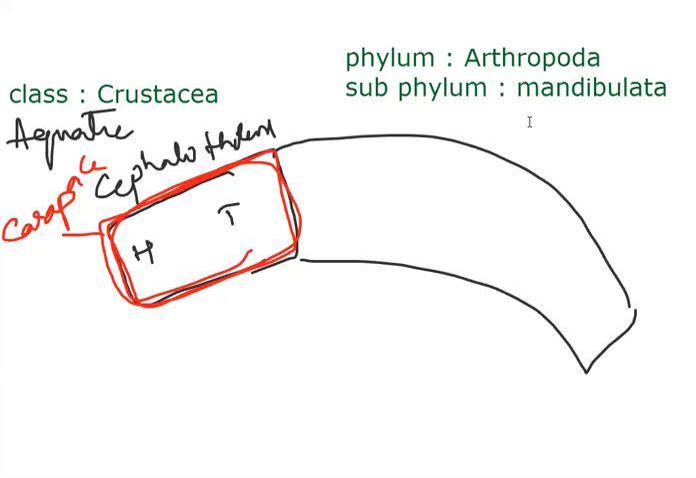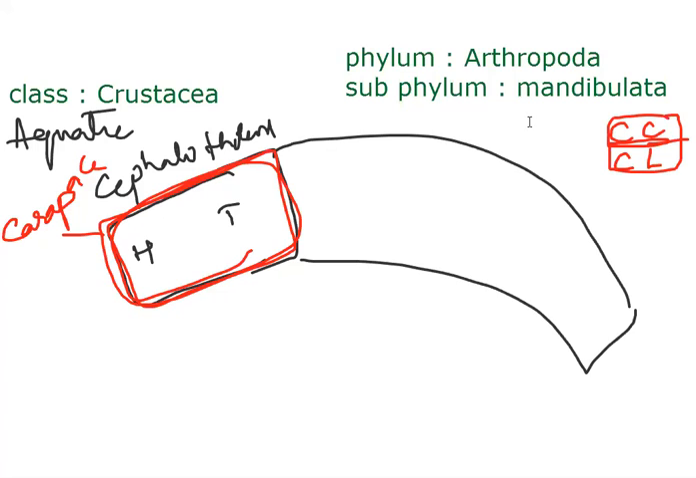In some, the exoskeleton is hardened by calcium carbonate. So that we'll write separately: in the case of crabs and lobsters, a calcium carbonate exoskeleton is present. That we are writing separately.